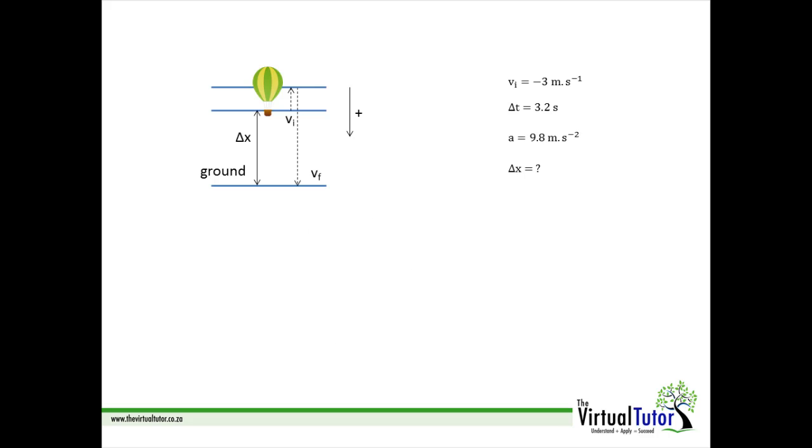Now we're going to consider the entire motion of the cell phone from when it leaves the balloon to when it strikes the ground. We will use this equation to find the displacement. Substitute the values and calculate the answer.